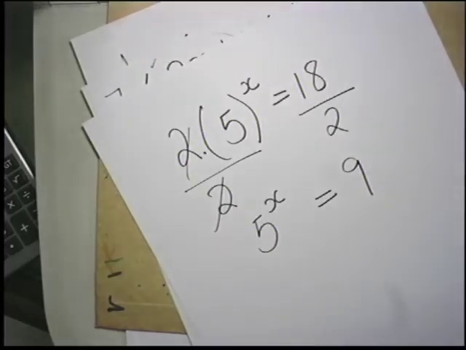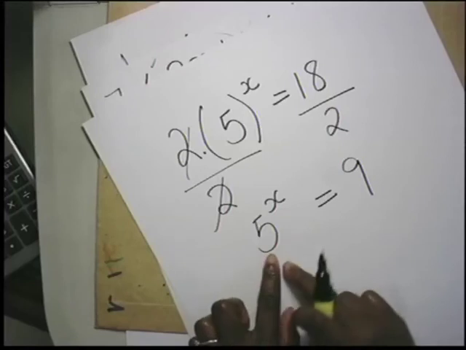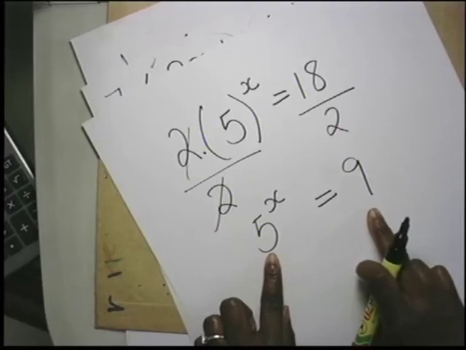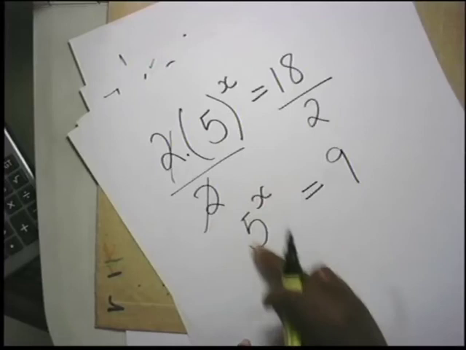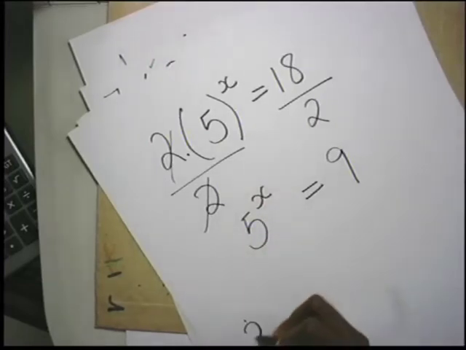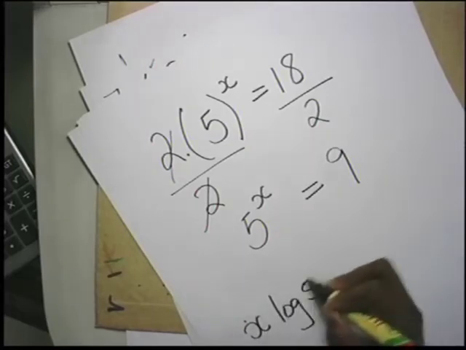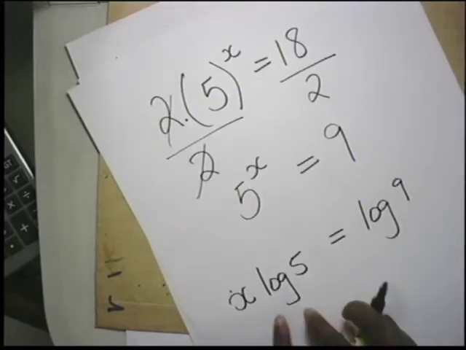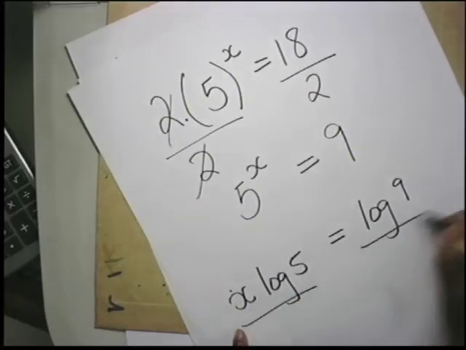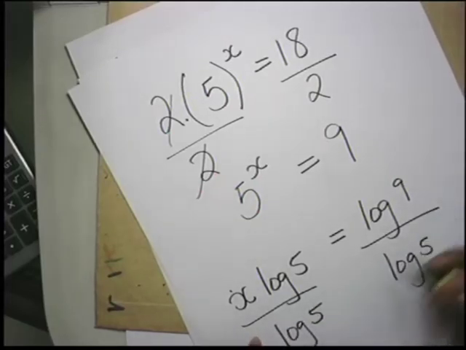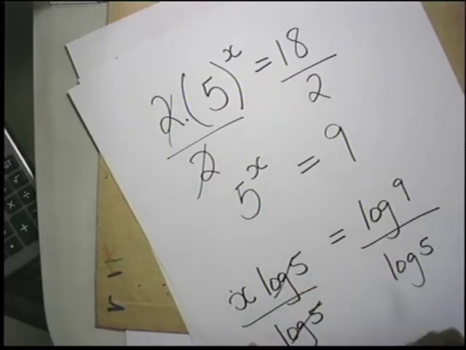And then from there, what must we do? We come back to the power law. We can write this one in a logarithmic form. So 5 power x becomes x log 5, which is equal to log 9. Then from there, we can divide both sides by log 5. The log 5 cancels out, so x is equal to this number.